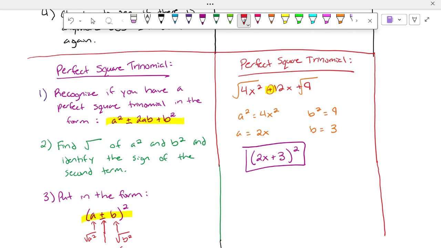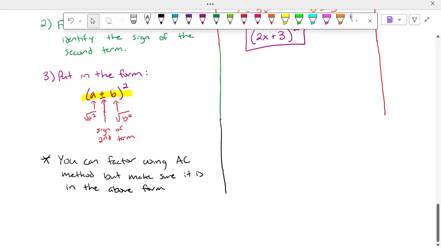So guys, I'm referring to this form. All right, last one, then we're done with factoring.